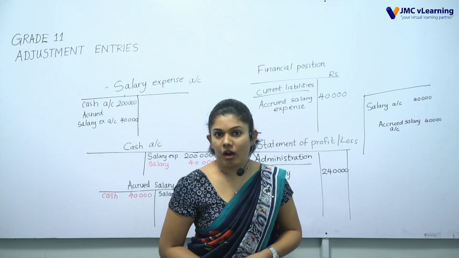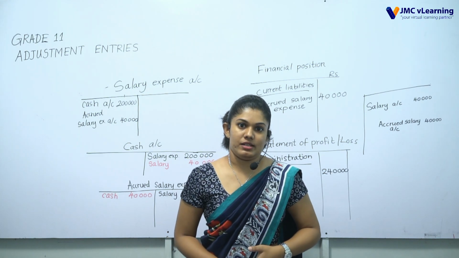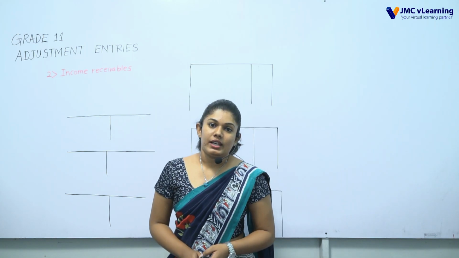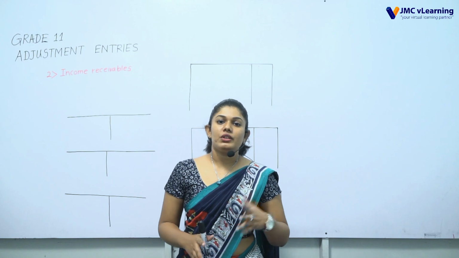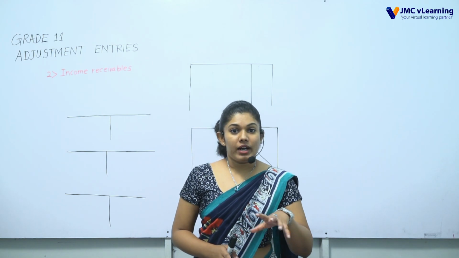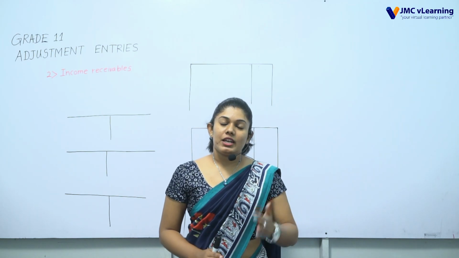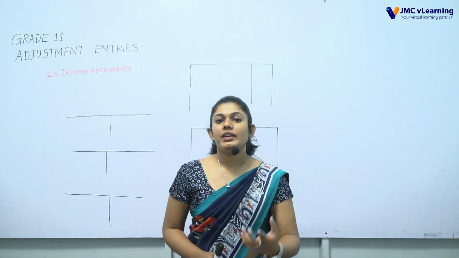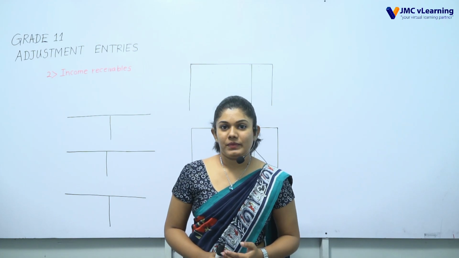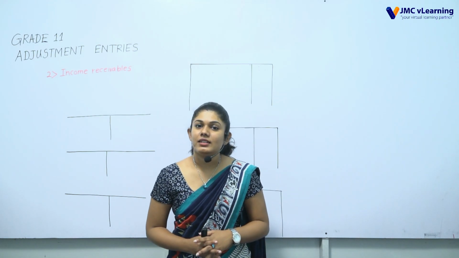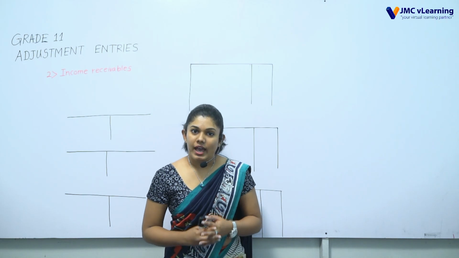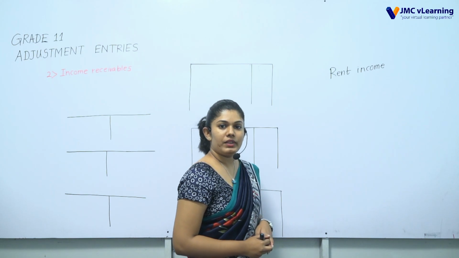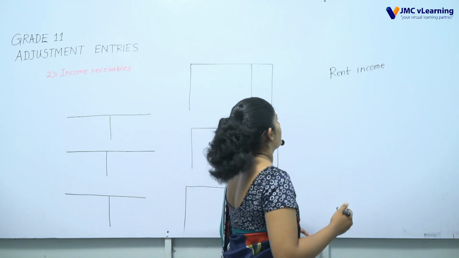Now we are moving on to our next adjustment. The second adjustment, income receivables. Income receivables are also very similar to accrued expenses, but the opposite. That means we have already earned an income, but still we haven't received the money. The first example I discussed was fixed deposit interest. And let's take another example, rent income.